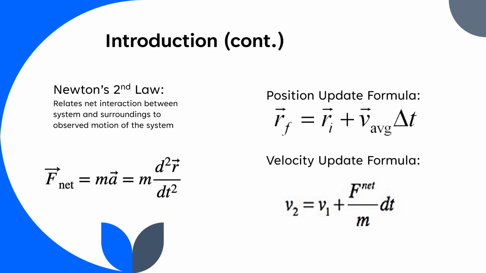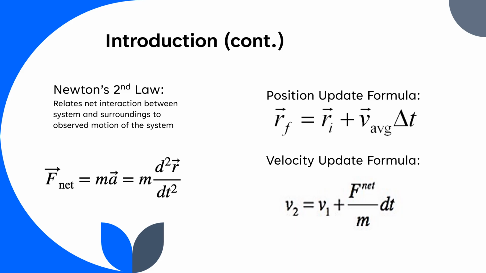The fundamental physics principle of Newton's second law relates the net interaction between system and surroundings to the change in momentum that it undergoes, also known as acceleration over a change in time. Some formulas of importance within this experiment include the position update formula and the velocity update formula, which can be formed by Newton's second law, that work in concurrence with the initial information gathered from the first computational model to make the second move.